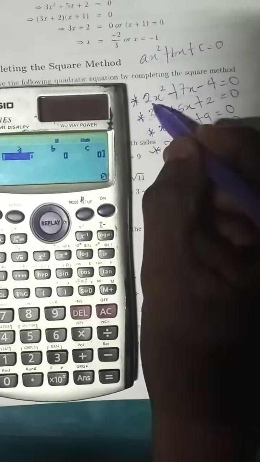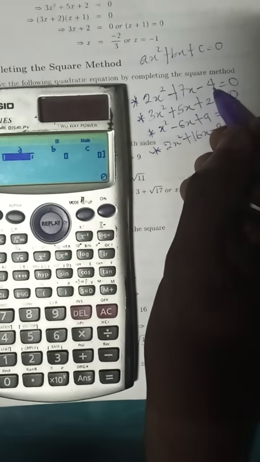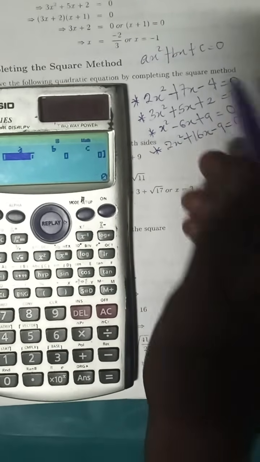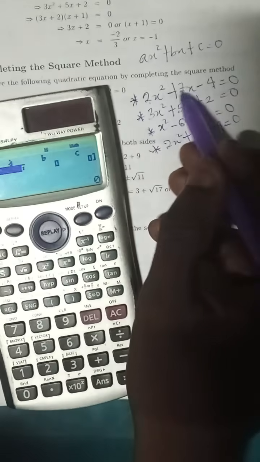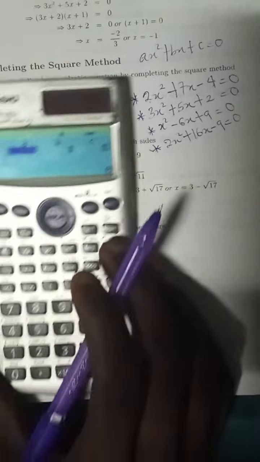You can see from here, my A here is 2. My B here is what? 7. My C is what? Minus 4. Whenever you have minus, you have to input minus there. Right? So let's go to the first one, which is what? 2x squared plus 7x minus 4. So that will be what?